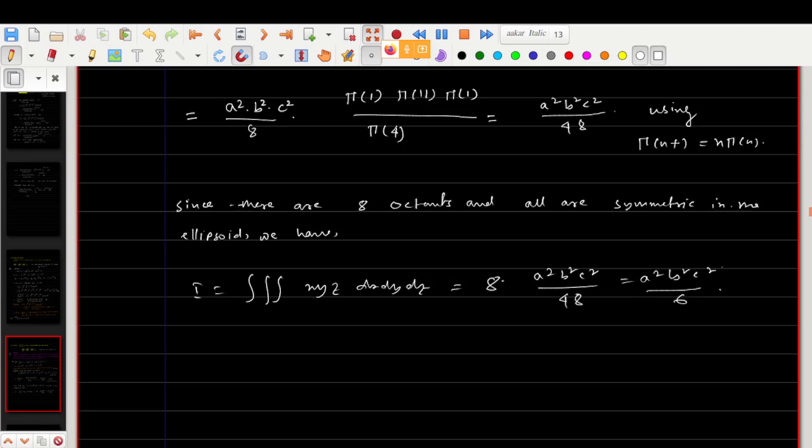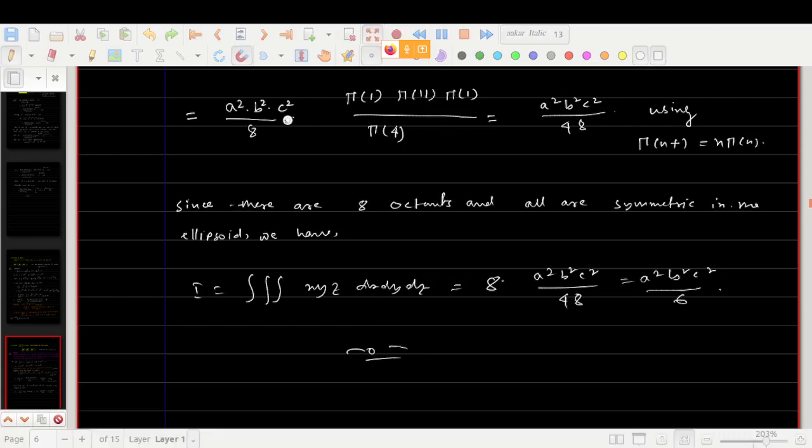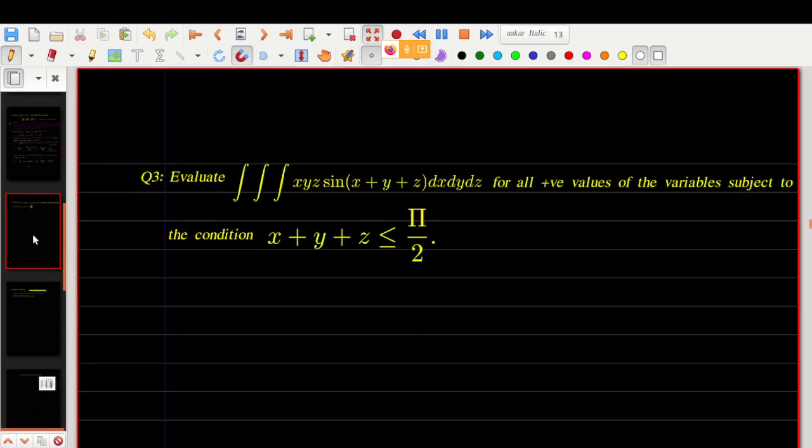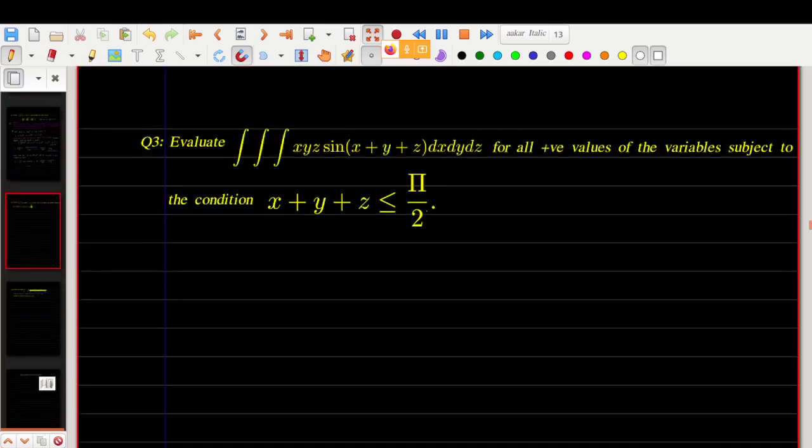So now I quickly move to question 3. If you do not have any doubts, then ask. Otherwise, I shall move to the next. Yeah, so it says we need to find the triple integration of xyz sin(x+y+z) dx dy dz for all positive values of the variables x, y, z with this condition. Yeah, so you just have to put this in the extension formula.